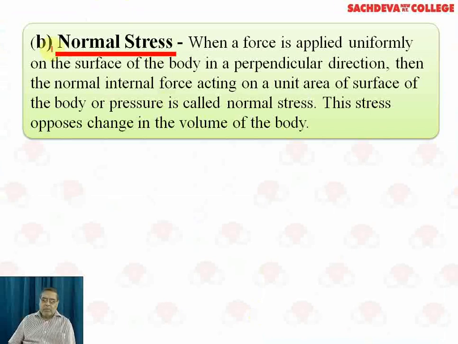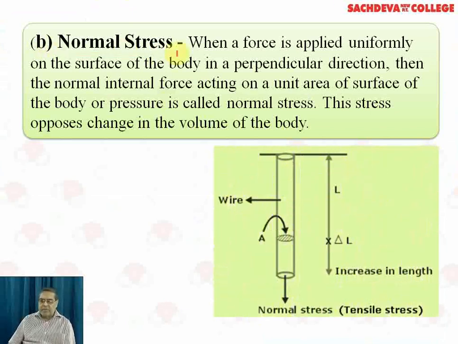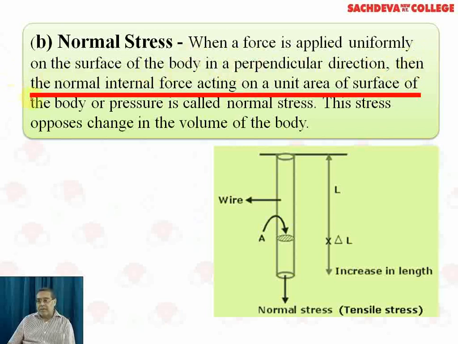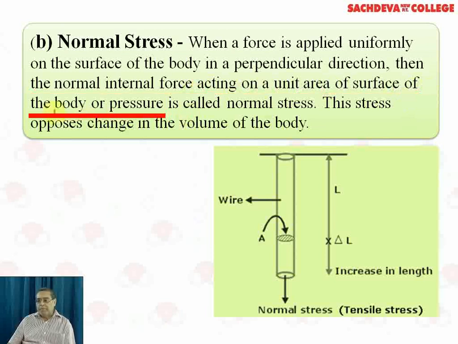Now we come towards the normal stress, and again the same figure will be applied. Normal stress means that the force is applied perpendicular to the base or perpendicular to the area of cross section. When a force is applied uniformly on the surface of a body in perpendicular direction, that is at 90 degrees, then the normal internal force acting on a unit area of surface of the body or pressure is called the normal stress. This stress opposes the change in volume of the body.